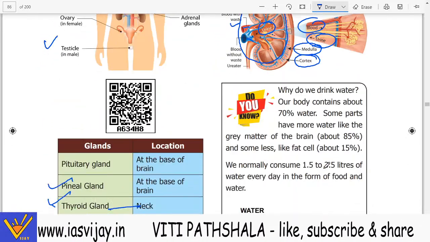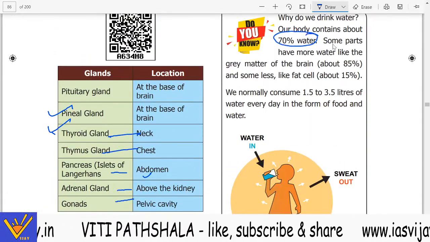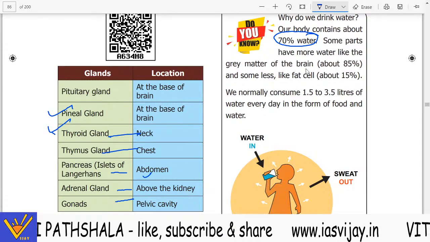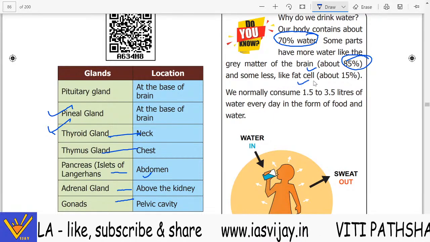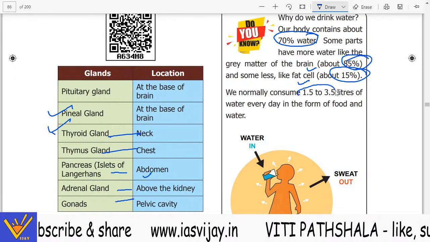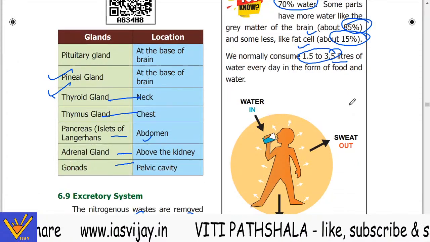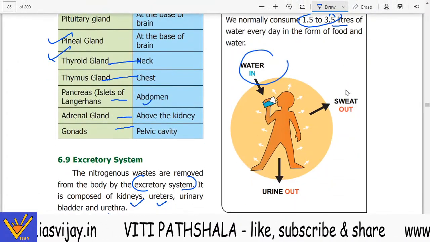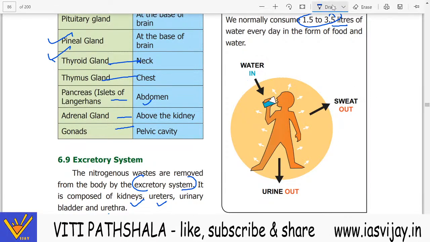Now, why do we drink water? Our body contains about 70% of water. Some parts have more water, like the gray matter of the brain, that is 85%, and some have less, like the fat cell, that is 15%. We normally consume 1.5 to 3.5 liters of water every day in the form of food and water. So water comes in and it goes out through the urine, and through the sweat also it goes out.